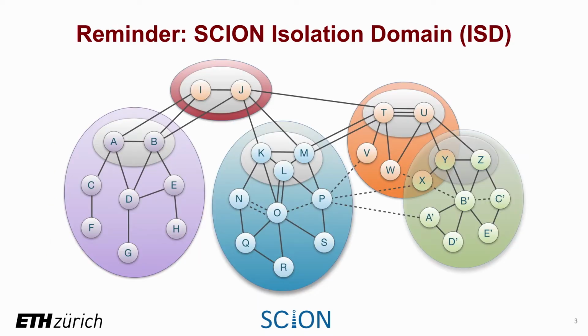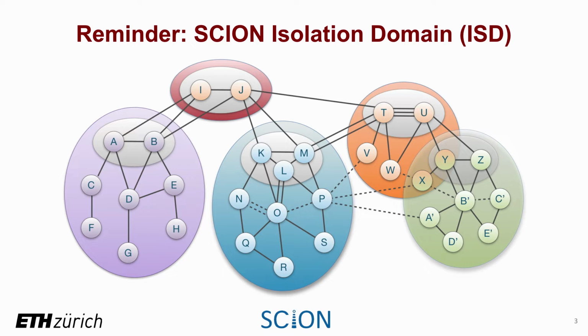I'll first start with a reminder about SCION isolation domains, or ISDs. For improved scalability and failure isolation, the SCION control plane is organized hierarchically, where we have a global intra-ISD and local intra-ISD routing algorithm. Autonomous systems can belong to one or multiple ISDs, as you can see in this picture where ASs X and Y are both part of the orange and green ISDs.